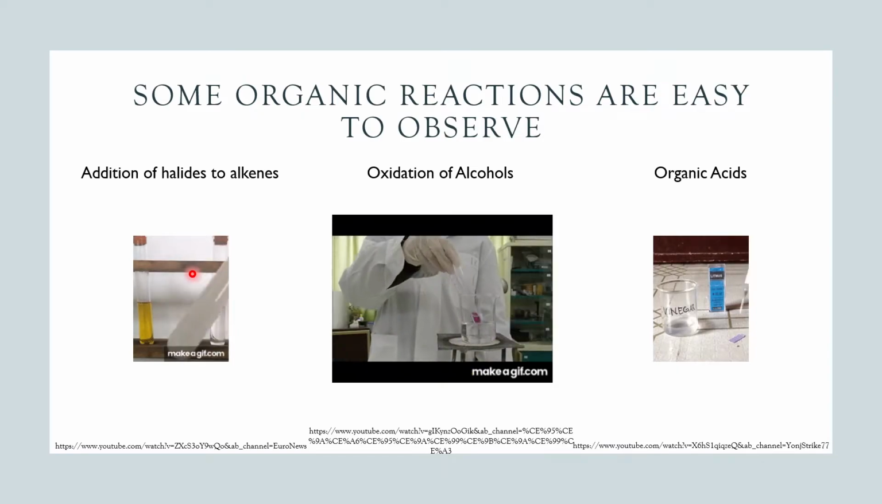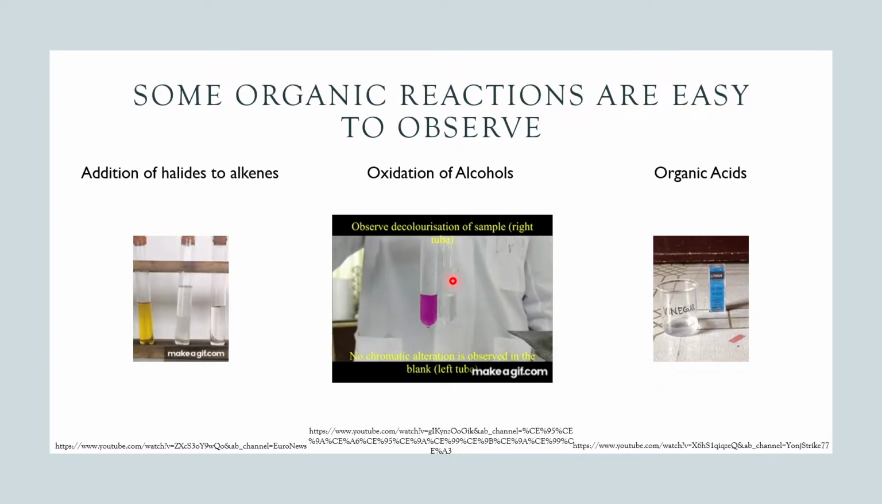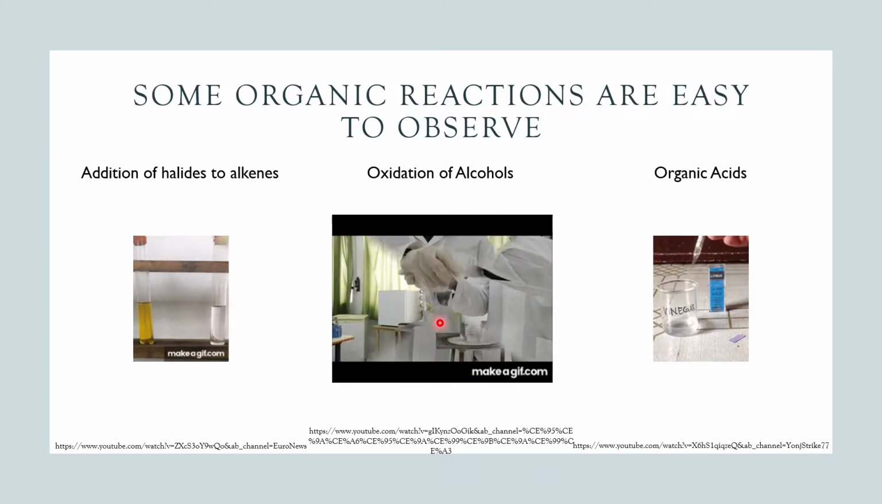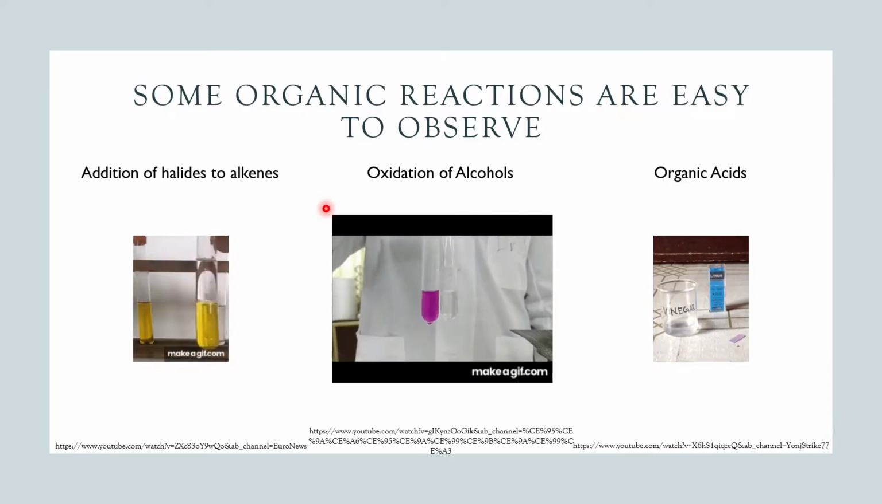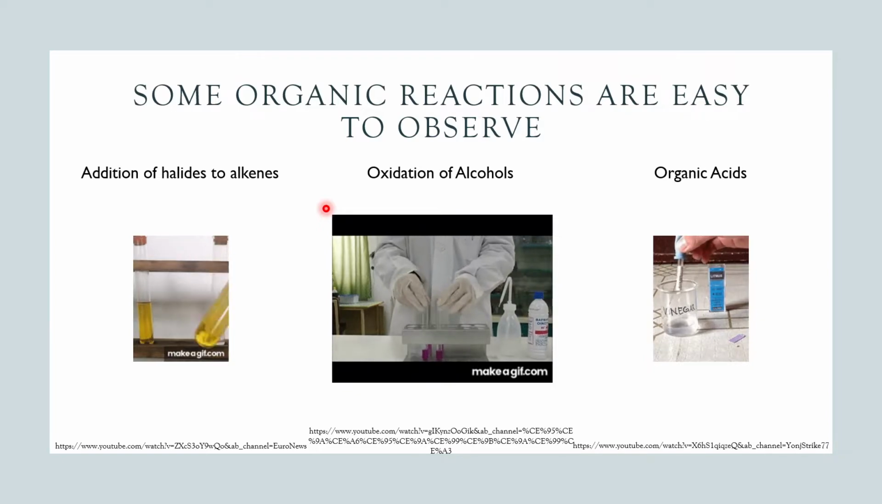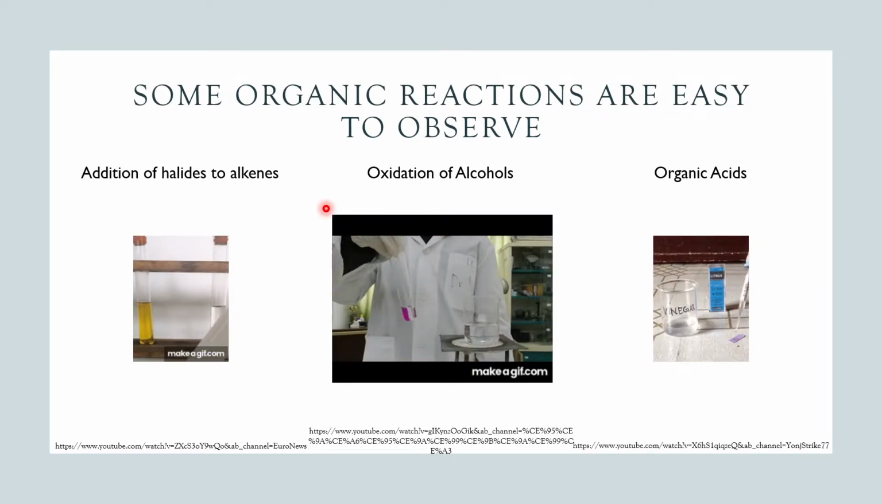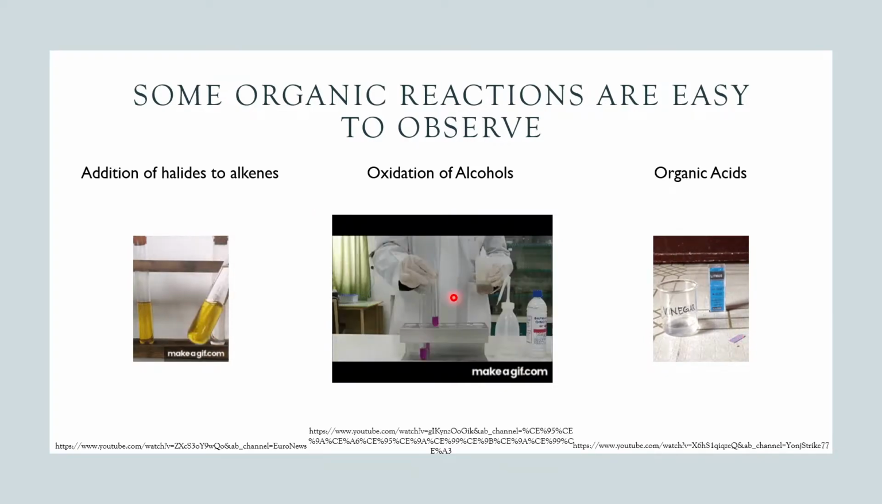Similarly, for oxidation of alcohols, we can combine an alcohol, generally primary or secondary ones, with an oxidizing agent. So that could be a chromate, or in this case, it seems to be potassium permanganate. And when that alcohol is being given time to react, the permanganate will be consumed. Once the permanganate's been consumed, it will decolorize the liquid, as we can see on the right.